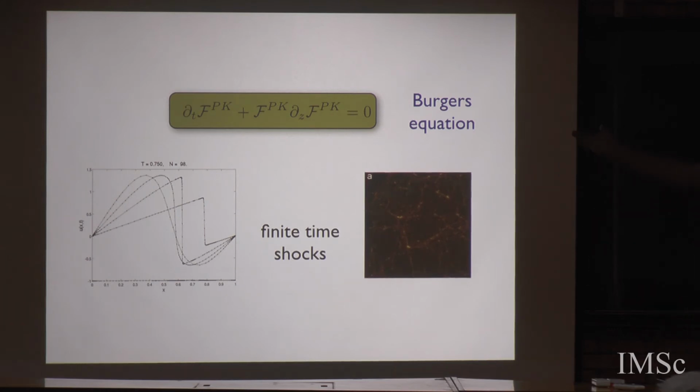Once you have FPK, you can find out beta, you can find out the dislocation density, and you will see that beta will have a step function like structure, but the dislocation density will have a delta function like structure. So dislocation density will be sharply peaked at a shock front.